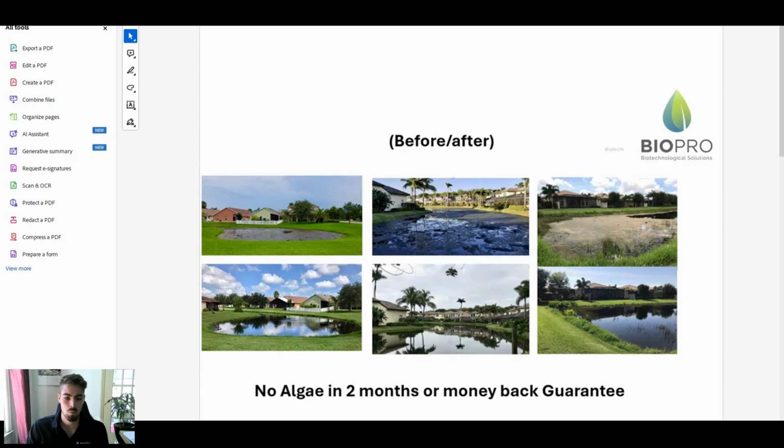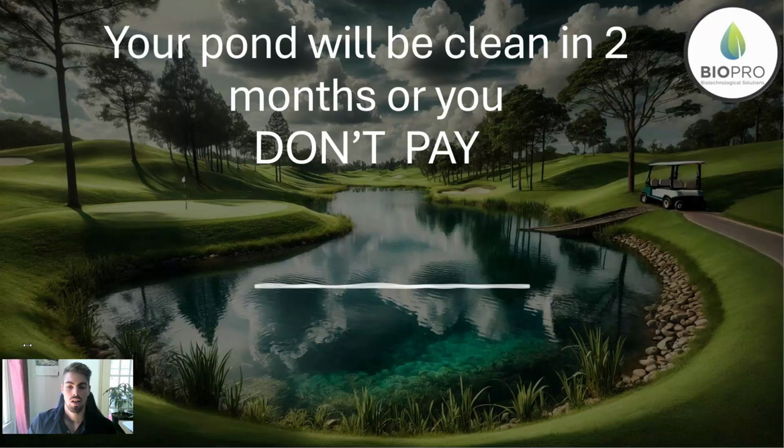So what these bacteria are going to do in the water, they will completely stop the eutrophication process. I will get to that later, but these bacteria will digest the excessive nutrients that come from fertilizer or any nutrients that come from runoff into your pond. And by digesting these excessive nutrients, we starve the algae naturally. So no food, no algae. Very simple. So BioPro Solution guarantees that your pond will be clean in 2 months or you don't pay.